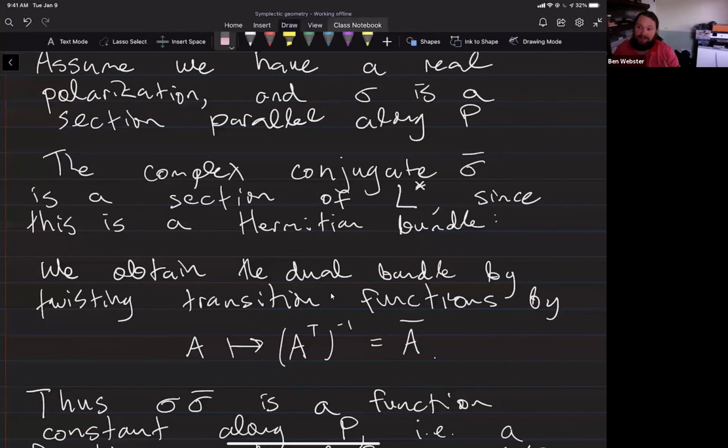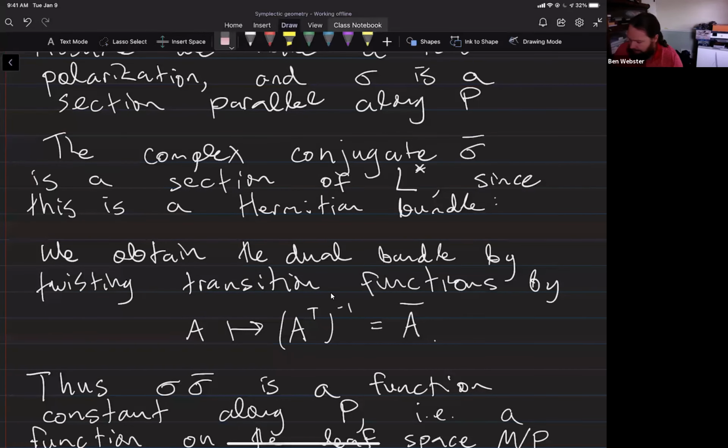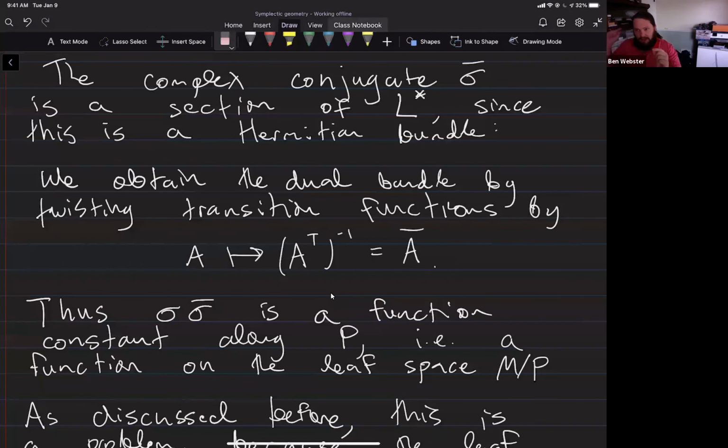If you take the dual of any vector bundle, the thing to do is take the original transition functions and apply the automorphism inverse transpose of GLn to those. So that gives you the dual bundle. And for a unitary thing, that's the same as taking complex conjugate. Okay, so if I take a section and I multiply it by its complex conjugate, I get a function. And if the original section was parallel along my polarization, the function that I get is constant along P.